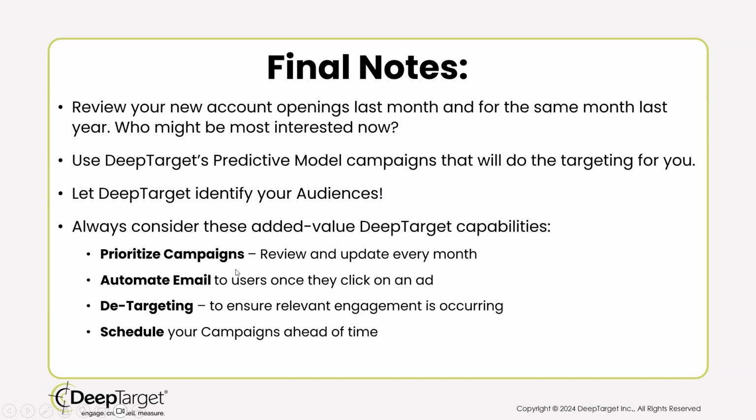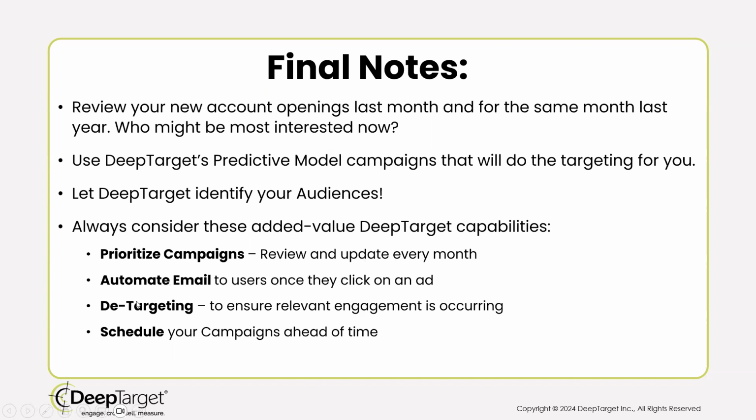And then finally, we've got some cool things inside of DeepTarget, a bunch more actually than just this list. Prioritize your campaigns based on your needs and what you think are the needs of your account holders. We've got a real simple way of doing that. Automate an email, we mentioned earlier. So when someone clicks, have an automated email go out to those particular digital users so that they know that you can touch them immediately following a click or the following day or what have you.